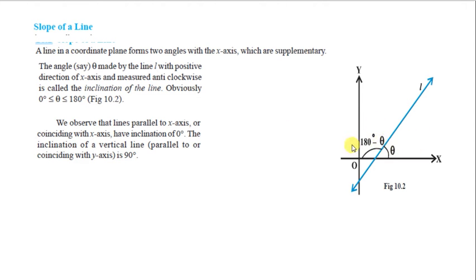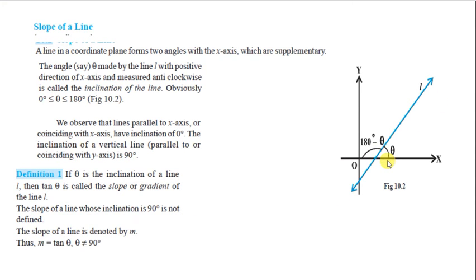Now if a line is parallel to the x-axis, then the angle theta will be 0, and it means its inclination is 0. And the inclination of a line like the y-axis will be 90 degrees, because it is perpendicular, so theta becomes 90.